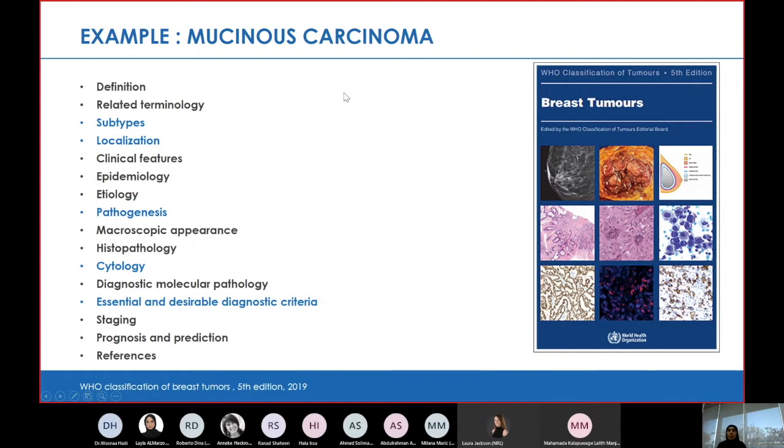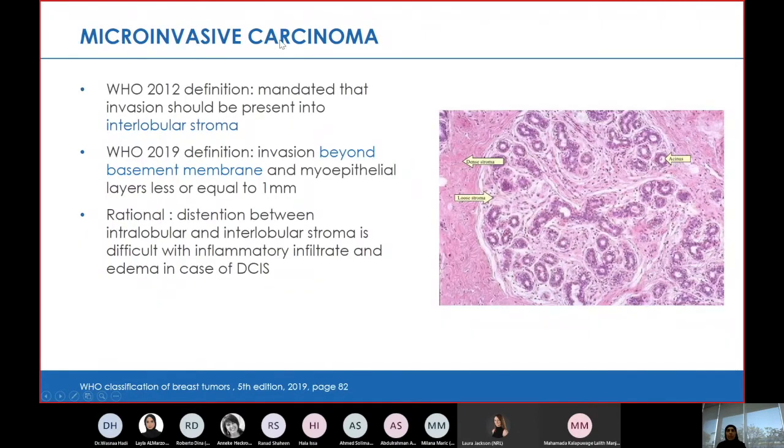So let's start with the first change in the 5th edition: microinvasive carcinoma. In the 4th edition, they mandated that the invasion should be present in the interlobular stroma. And we all know how difficult it is to distinguish between the intralobular and the interlobular stroma, especially when you have high-grade DCIS with a large amount of periductal fibrosis and inflammation.